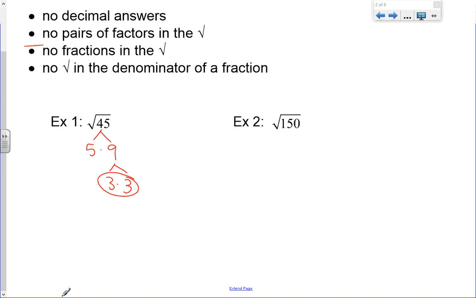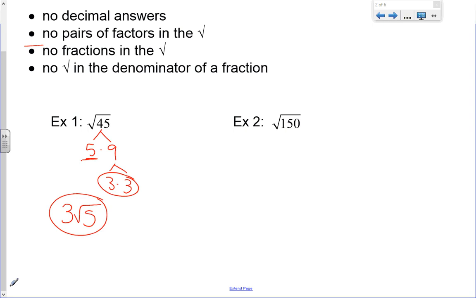When I find a pair of 3's, guys, I'm taking the square root of that, which means 3 is going to come out. Because what's the square root of 9? 3. Now this 5 is not a perfect square. It doesn't have a pair of factors to go with it. It's just a single 5, and so it's going to stay under the radical. This is what a simplified radical looks like. You found the perfect square 9, you broke it up into its pair of factors, the square root of 9 is that 3, so that 3 comes out, and anything single stays under there.